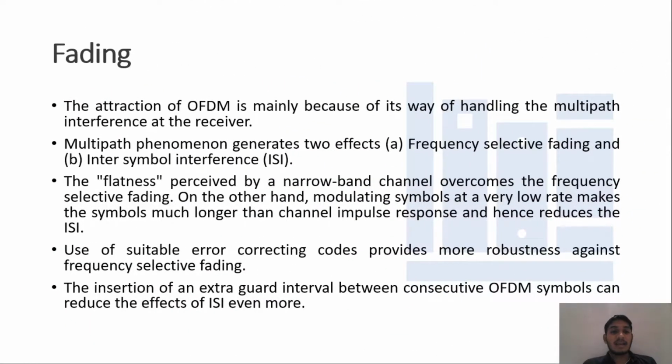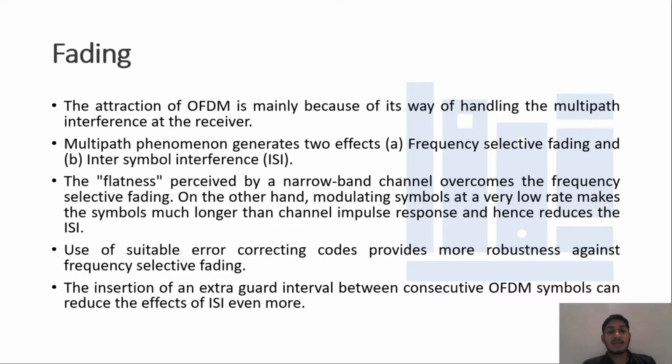Fading. The attraction of OFDM is mainly because of its way of handling multipath interference at the receiver. The multipath phenomenon generates two effects: first, frequency selective fading, and second, intersymbol interference, ISI. The flatness perceived by the narrowband channel overcomes the frequency selective fading. On the other hand, modulating symbols at a very low rate makes the symbol much longer than the channel impulse response and hence reduces the ISI.